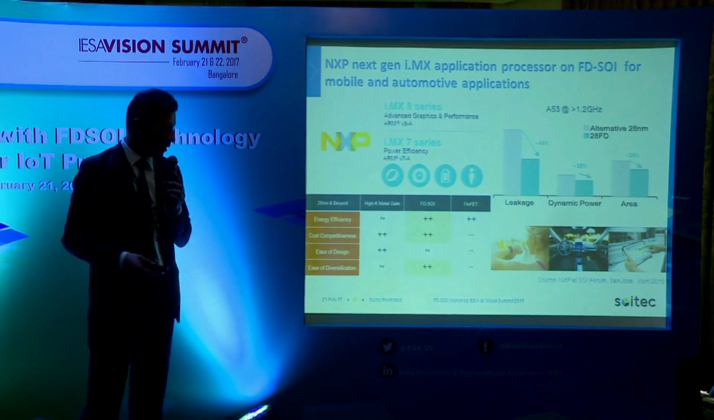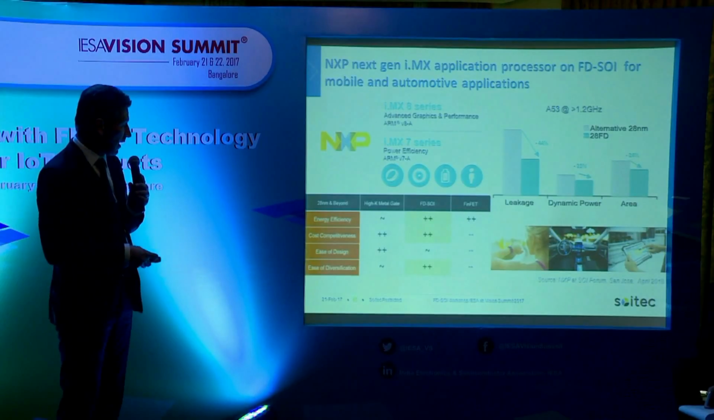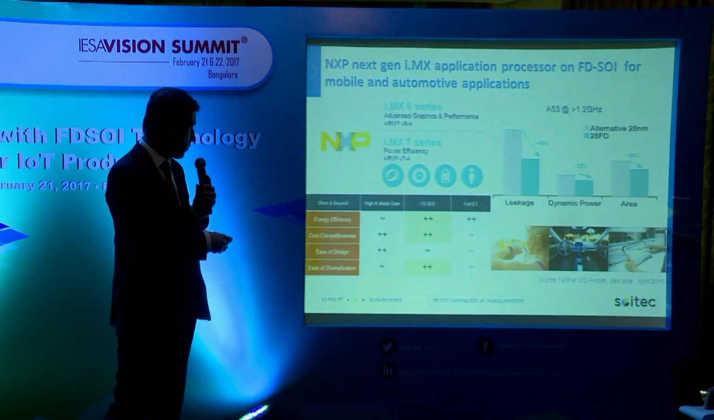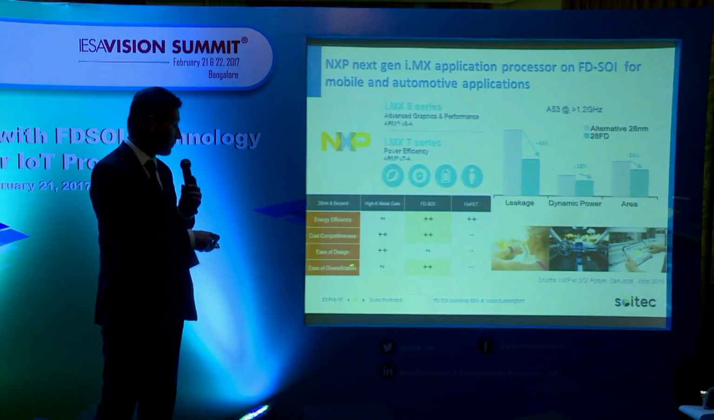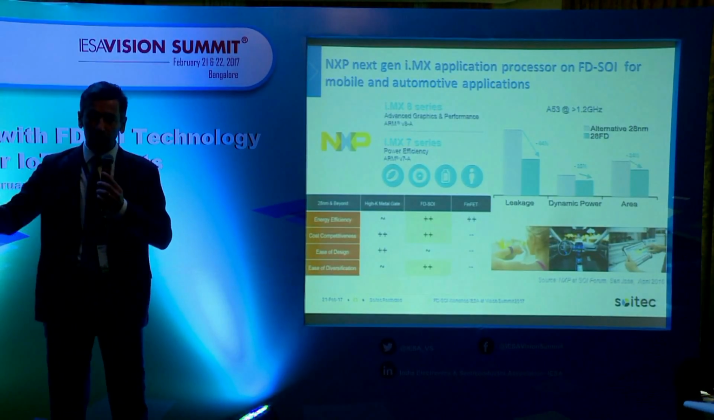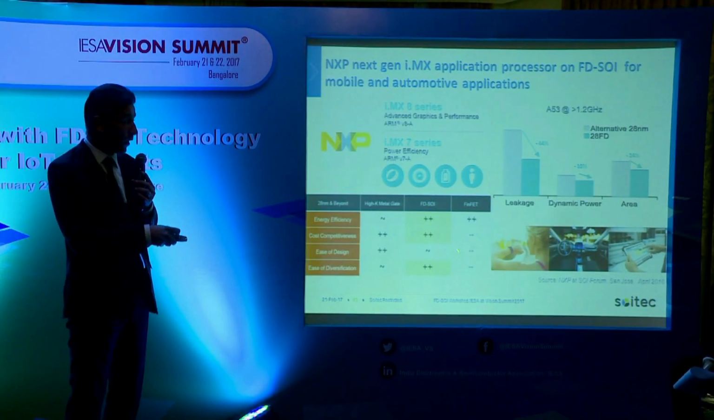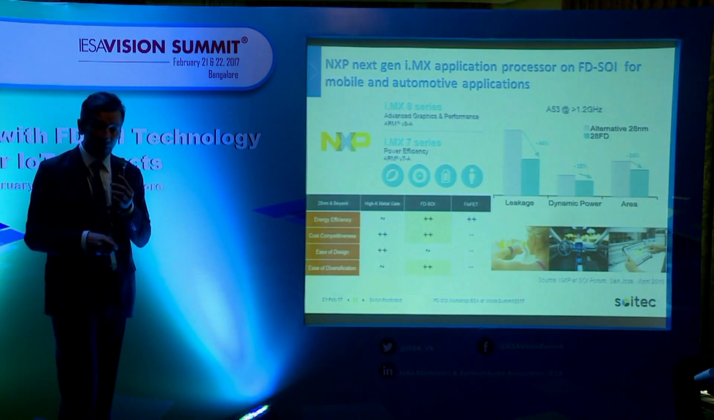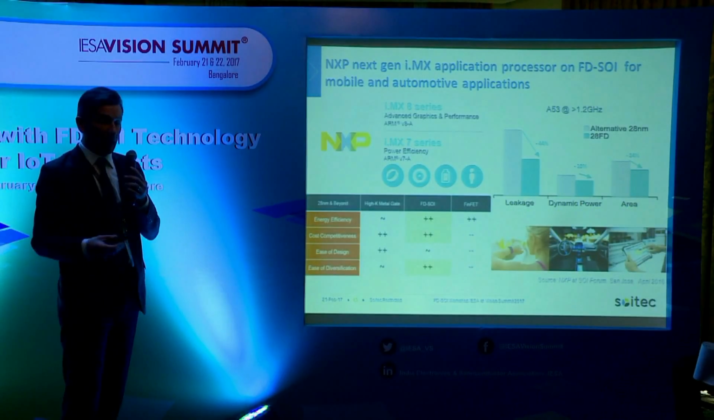decision matrix, how to choose between bulk technology, high-K metal gate, FDSOI, and FinFET for their specific applications. The key criteria were energy efficiency, cost competitiveness, ease of design, and ease of diversification. So how you can reuse the same platform for different applications. And the winner was FDSOI. And you see here the value for this specific chip design for leakage, dynamic power, and area. And it was a winner.